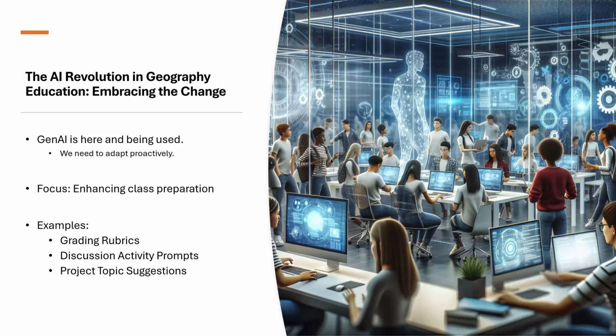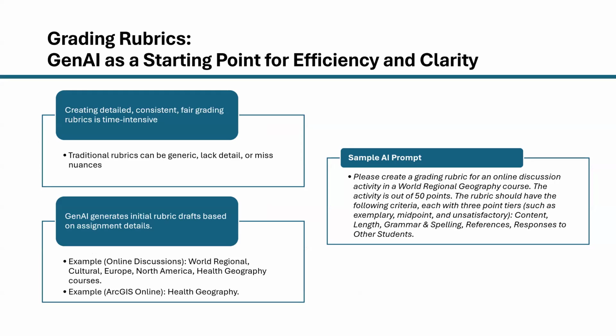And you definitely have to, it's an iterative process that you have to build upon as you go through it. So the three examples I want to talk about for course prep include creating more efficient grading rubrics for different types of assignments, as well as creating new discussion activity prompts and creating lists of project topics to help students get started on thinking about what they might do for their projects.